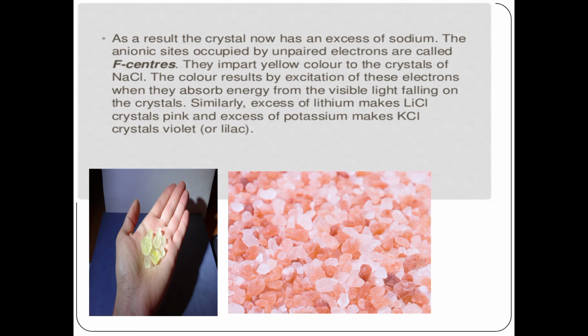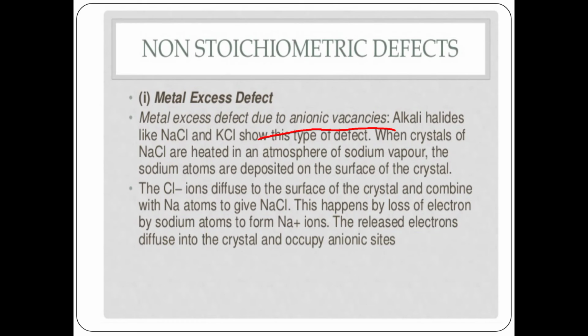We will see an image. Sometimes sodium chloride shows yellow in color, or if you take KCl, sometimes it shows pink color. If you take lithium chloride, it shows pink, and potassium chloride shows blue and so on. Why is this happening? That is due to the metal excess defect, that is, due to anionic vacancies.